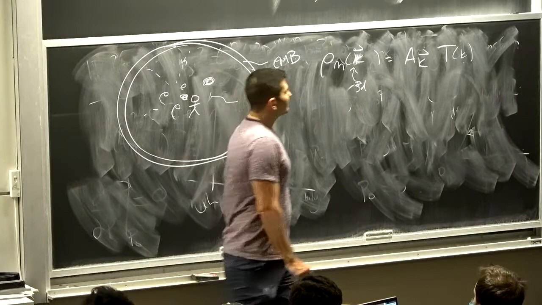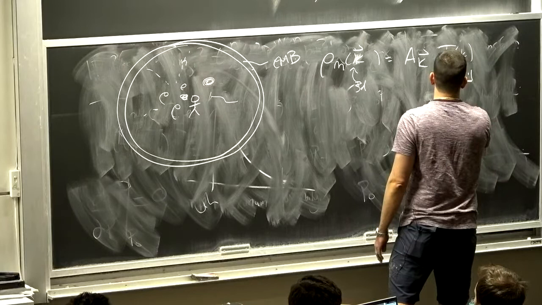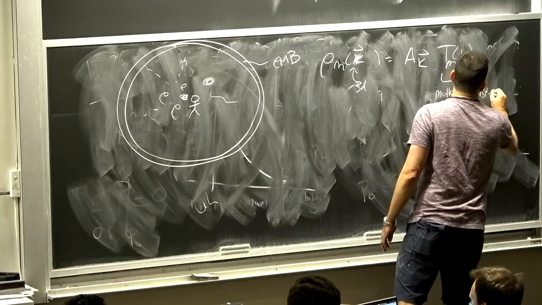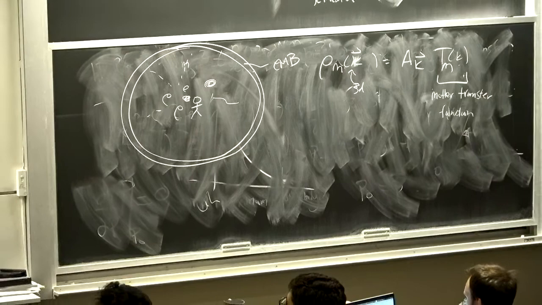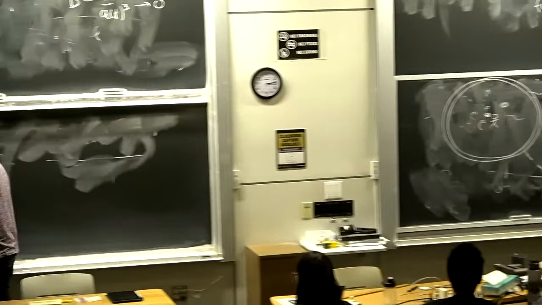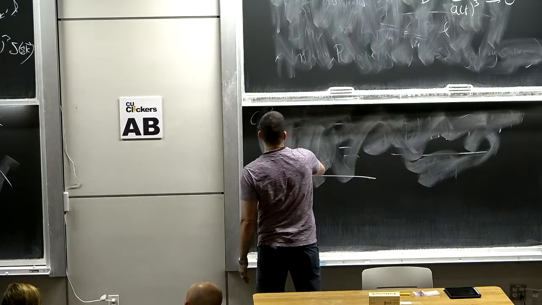So the transfer function here, this is the matter transfer function. And it looks nothing like the CMB. So I'll just draw the two pictures for you. And next time we'll talk a little bit about what we learned from it. So remember, this was our C_ls. It looks something like this.